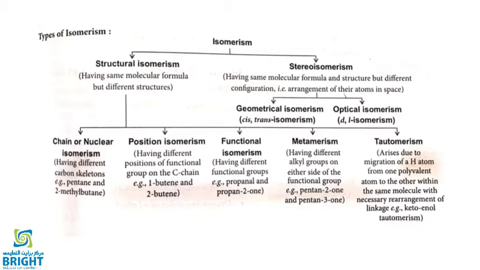For example, that is having the same molecular formula. We can give an example, that is propanal and propan-2-one. Propanal has an aldehyde group and propan-2-one has a keto group.